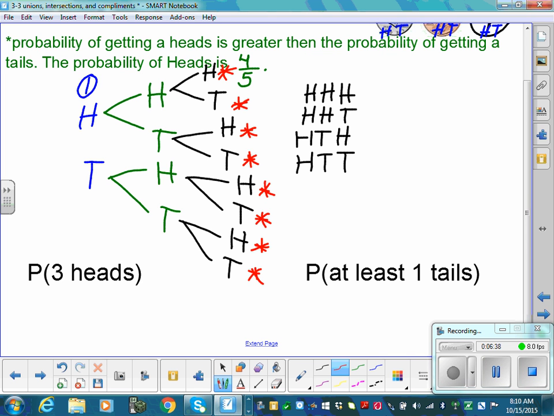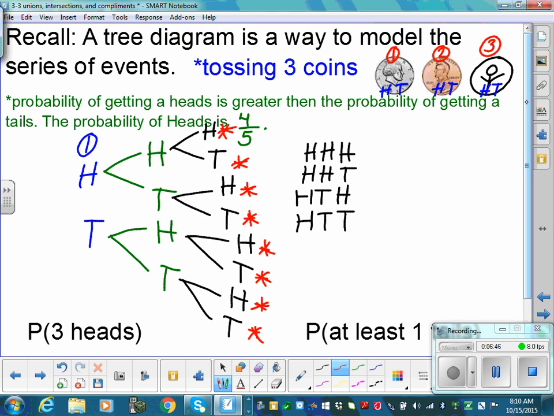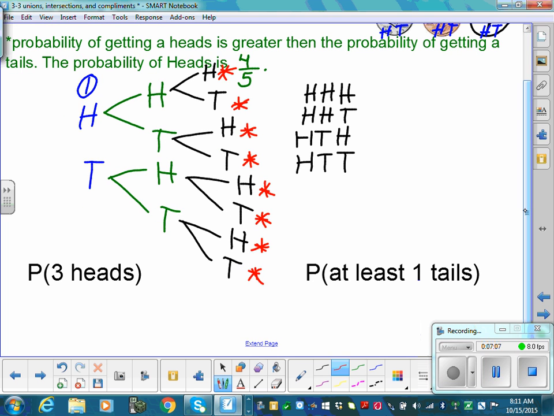8 total events. Okay, now in the problem though, if this was not weighted probability, if it was equally likely to land on heads versus tails, we would just count the total number possible, which is 8, and then we would see how many times these events happened. But it says the probability of getting a heads is greater than the probability of getting a tails. So the probability of getting a heads is 4/5. So do you guys understand that that means 4 out of 5 times you're going to land on heads?